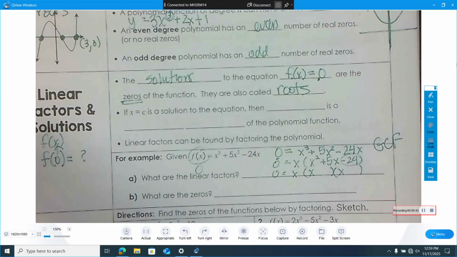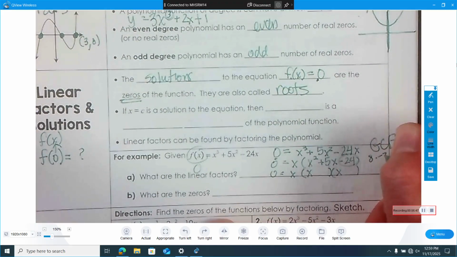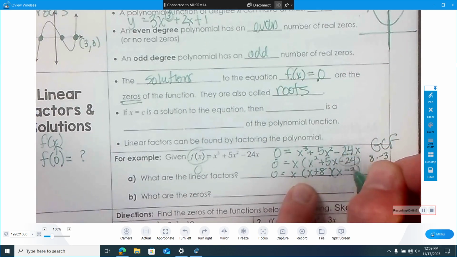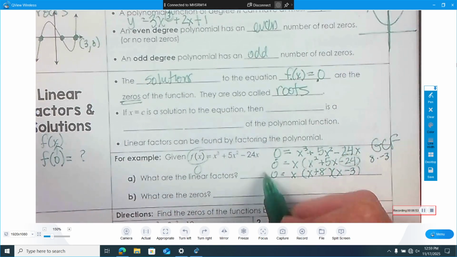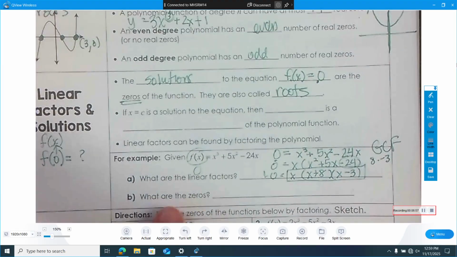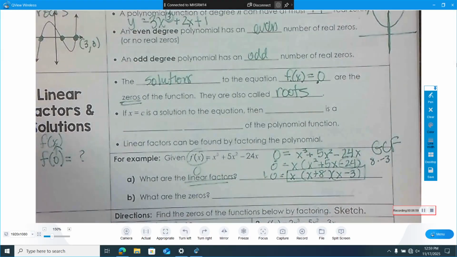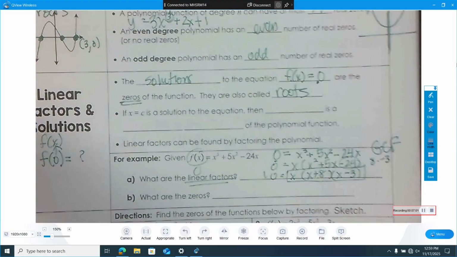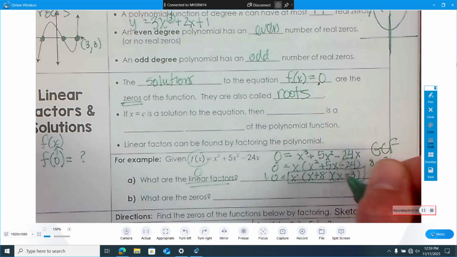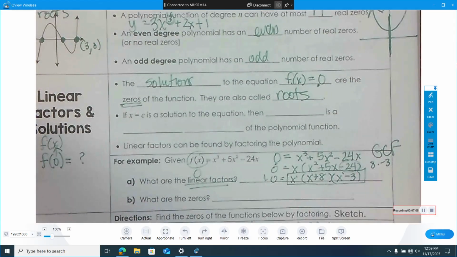What times what is negative 24? Yeah, 8 times negative 3. That's an excellent choice. Positive 8 and negative 3. What we get then, these right here, when we factor, these are what are called the linear factors. Linear because they're all x to the first power, x to the first power, x to the first power. So those are called linear factors.